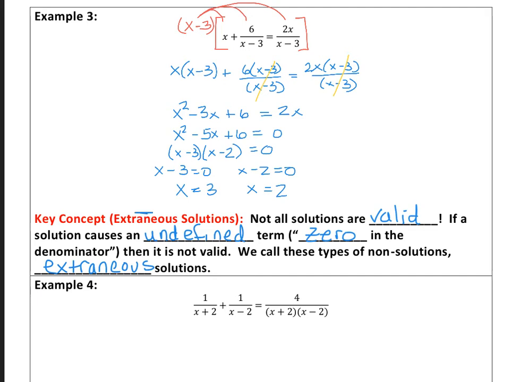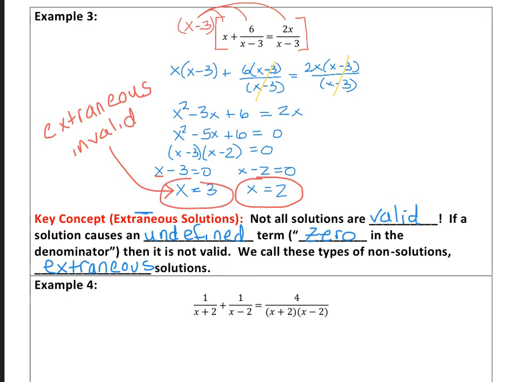And so in the above example, we have a true solution. Our true solution is x equals 2. However, our x equals 3 is what we would call an extraneous solution. And so that means it's invalid. It's really not a solution. And so we're going to go ahead and cross that out.